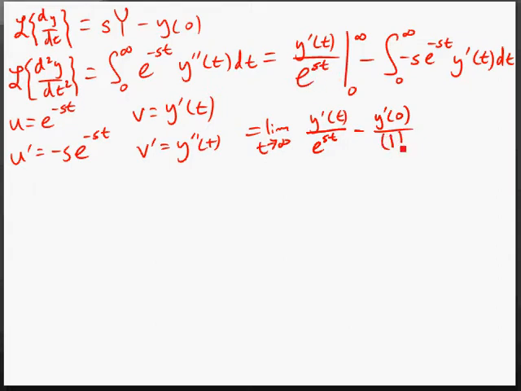Focusing once again on this term here, this is a y prime function, but this exponential function with t will wind up overpowering this numerator as t goes to infinity, so this will wind up going to 0. And what we have left is this piece right here. Both of these terms come from this first term up here. So the next part winds up being plus an s times the integral from 0 to infinity of e to the minus st y prime of t dt.